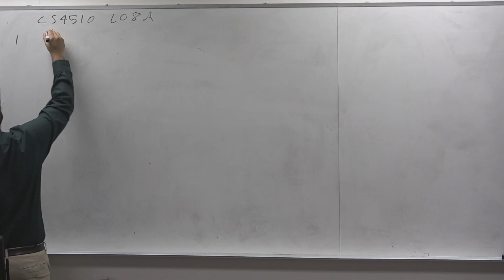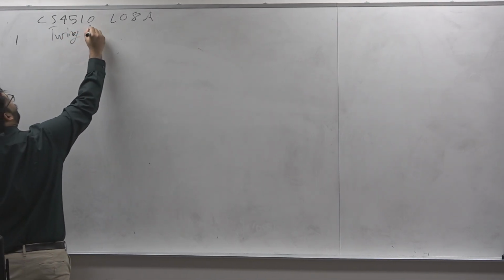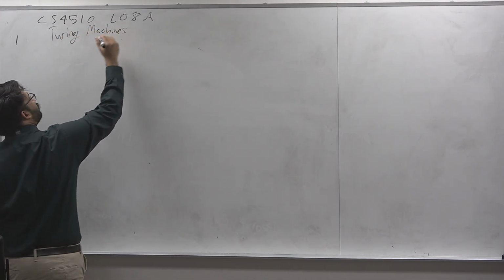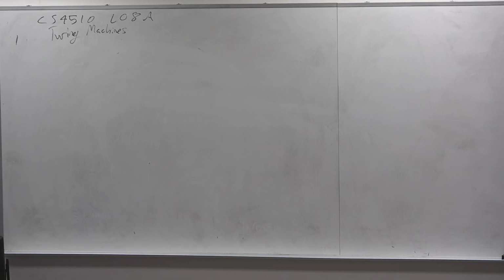8A. The topic for today is Turing machines. So we're going to talk today basically about a definition, and then we're going to talk about why the definition is a good one. But we'll do that after. So first we just need to know what we're talking about. So recall where we are context-wise in the class.